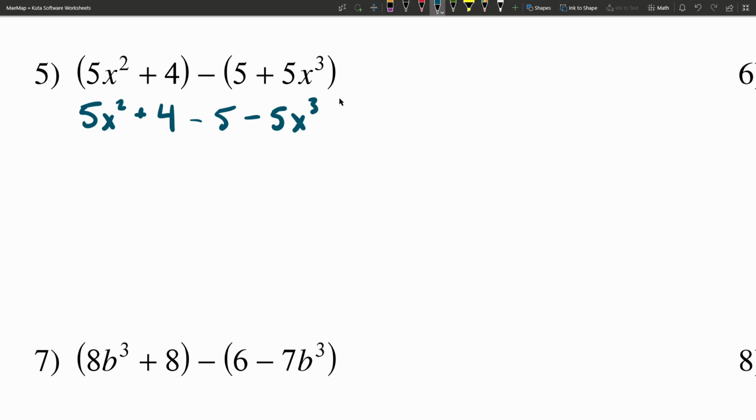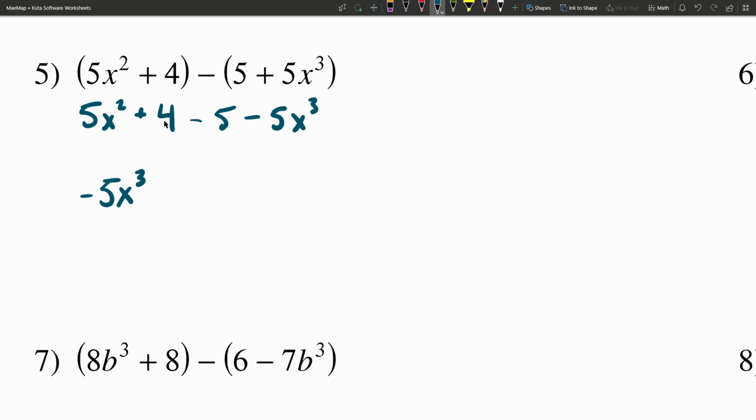Now what's my highest degree? It's my x cubed all the way over here, which is subtracted. And there's no other x cubed throughout this problem, so I'm just going to take this term and rewrite it down below. So we have a negative 5x cubed at the start.